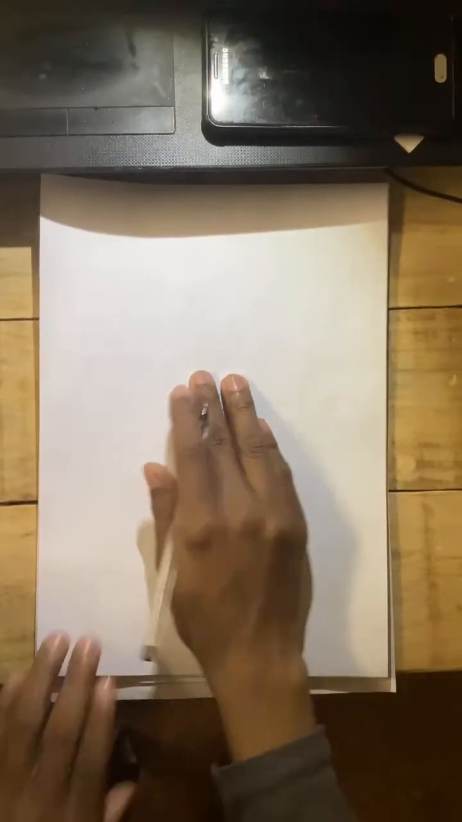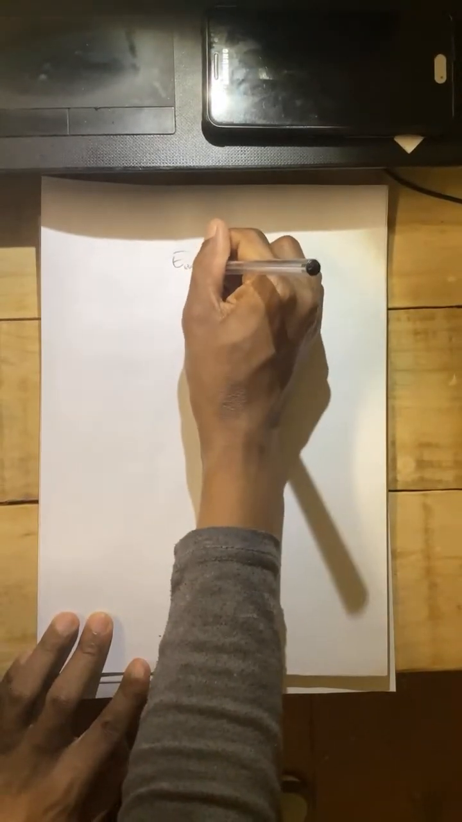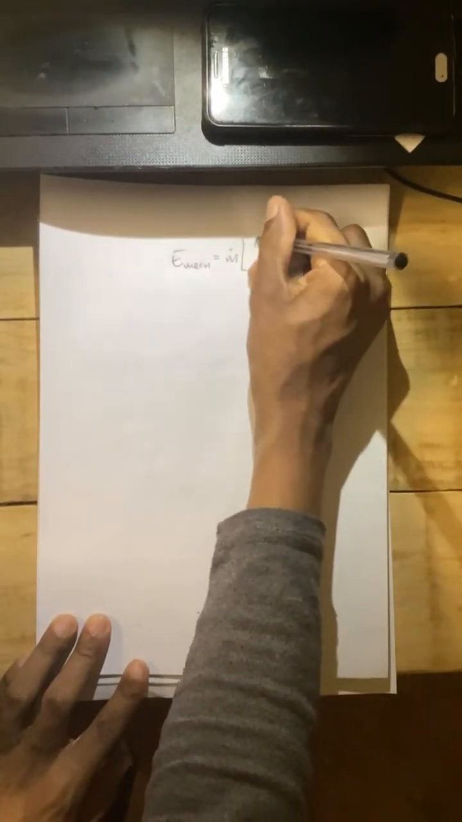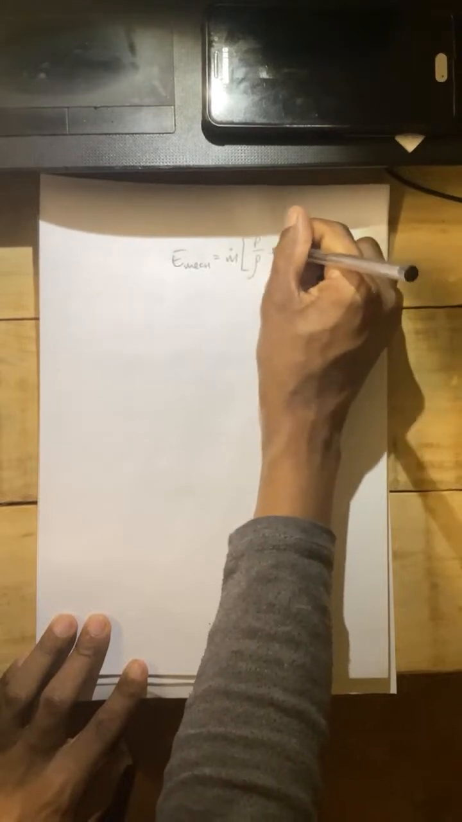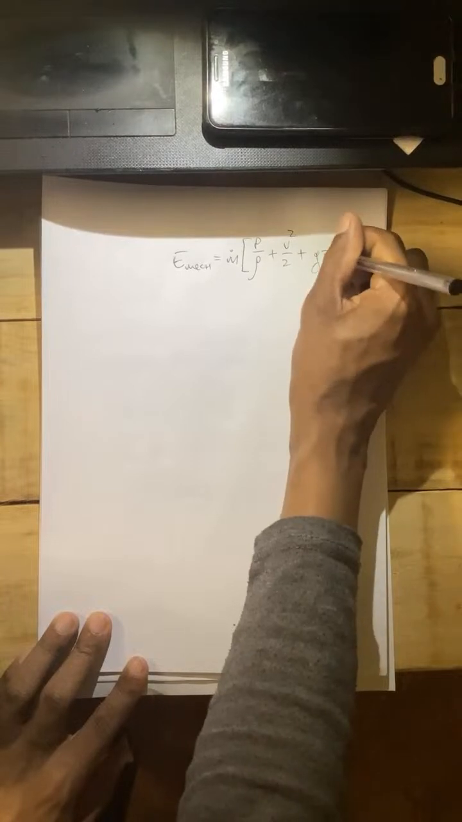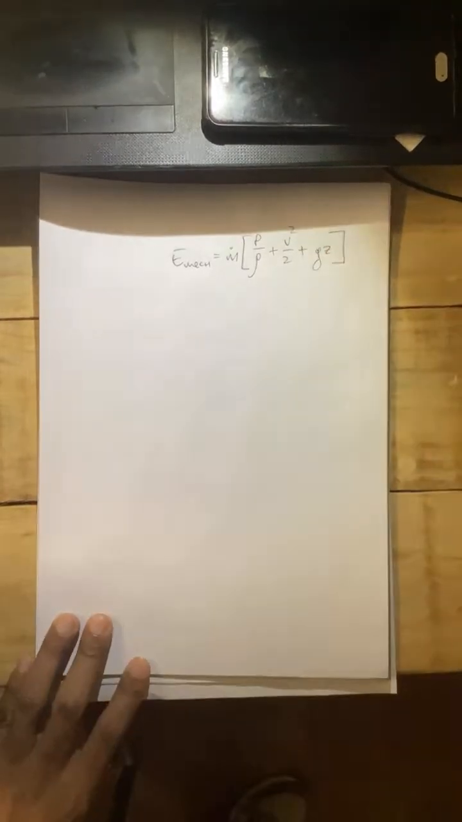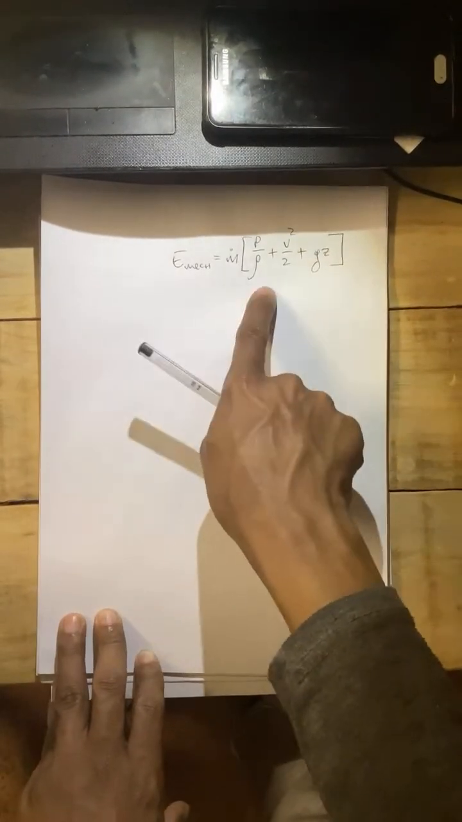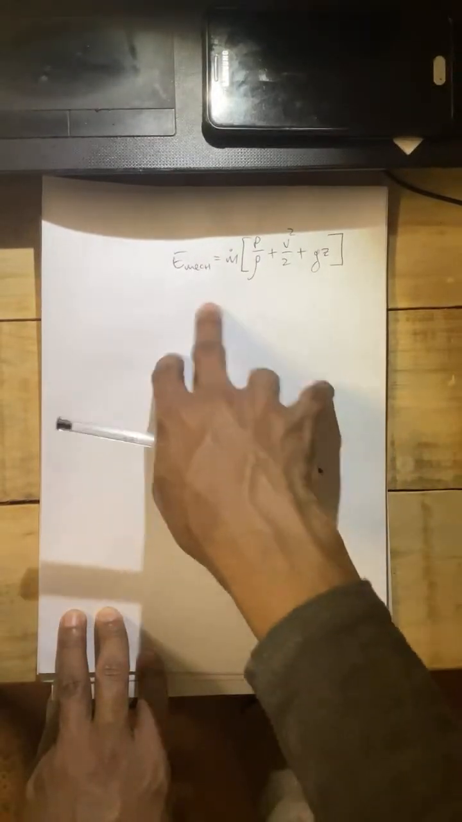Discuss the following. For now, this is going to be P plus V squared over 2 plus GZ. So we have this term. What exactly is it that this term here refers to?